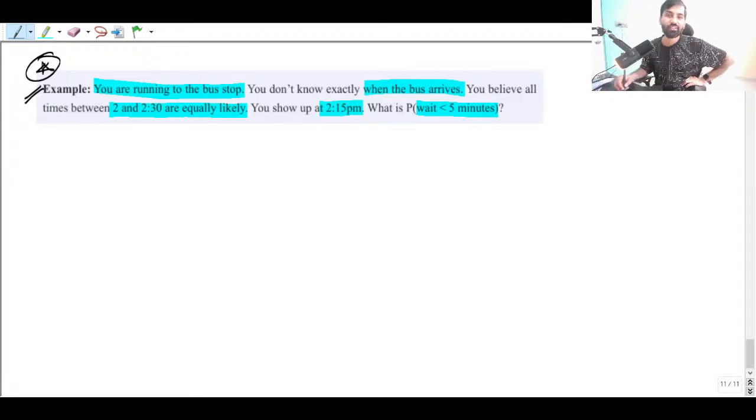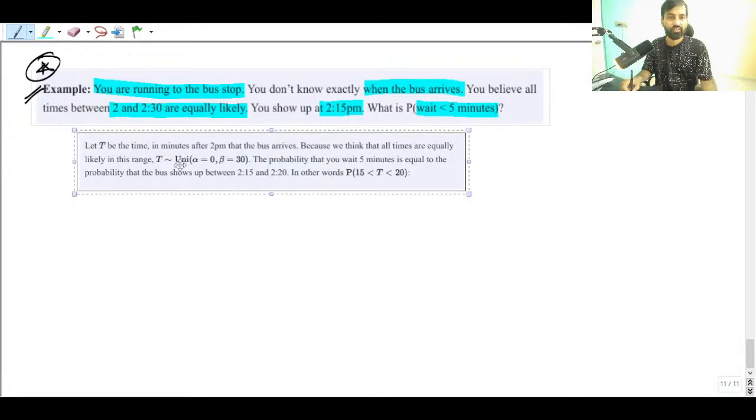You can assume that this is going to be a uniform random variable situation, so you can quickly plot it. Let t be the time, in minutes after 2 p.m., that the bus arrives. Because we think that all times are equally likely, you can say that all times are equally likely. This is the situation that you have to think about. I'm going to show you.